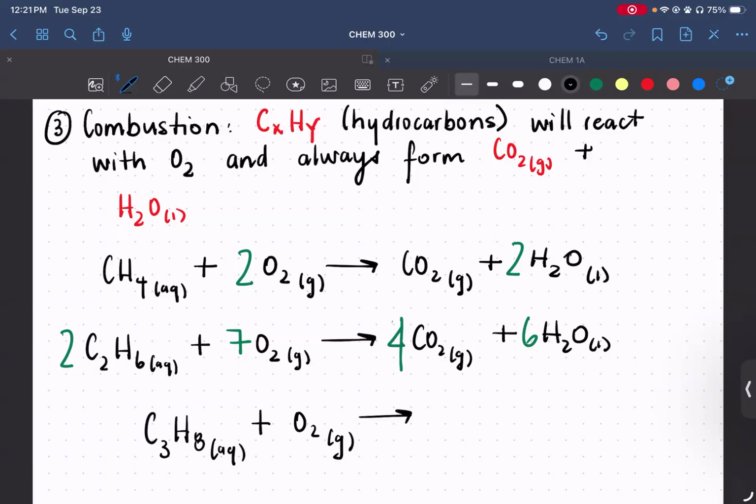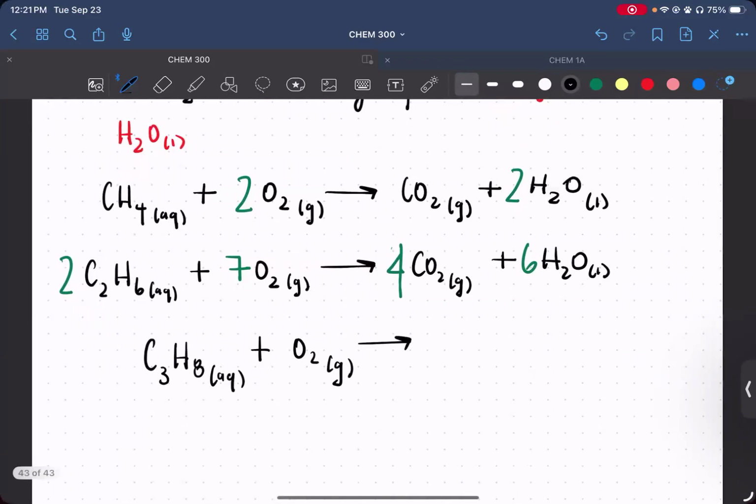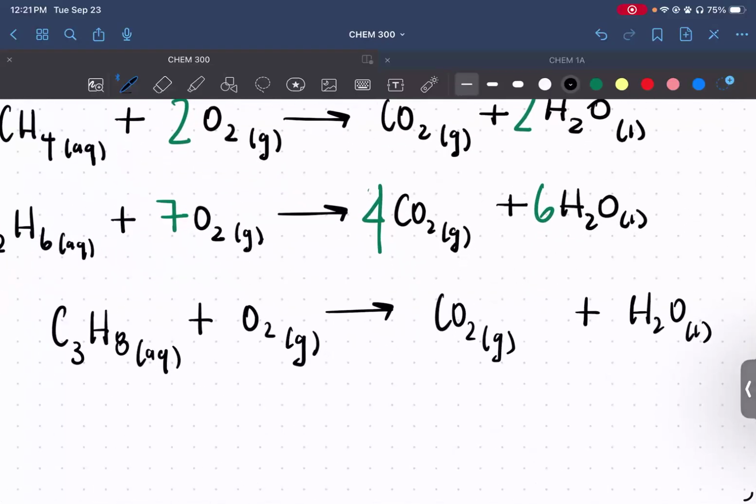All right, 12:21 by my watch. So predicting the products is straightforward. This is a hydrocarbon with oxygen. The resulting products will always be gaseous carbon dioxide and liquid water. Of course, all that's left is to balance it, as I've already included state symbols.